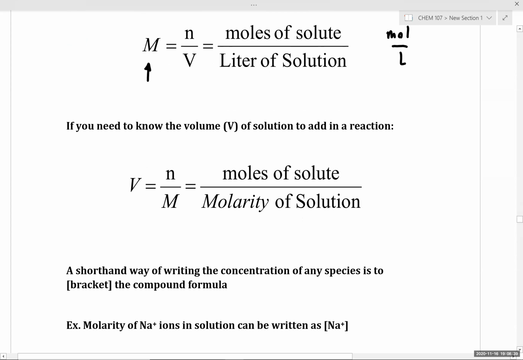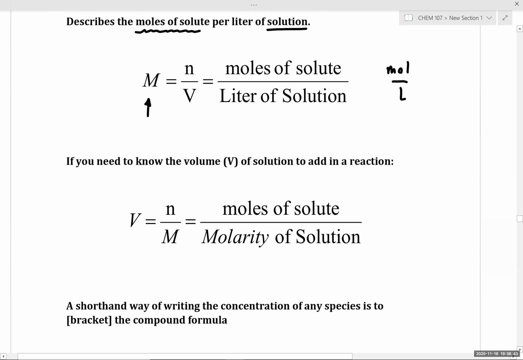Now, if you need to know the volume of a solution that you need to add, we can rearrange this equation to get the volume of solution is equal to the moles of solute needed over the molarity.